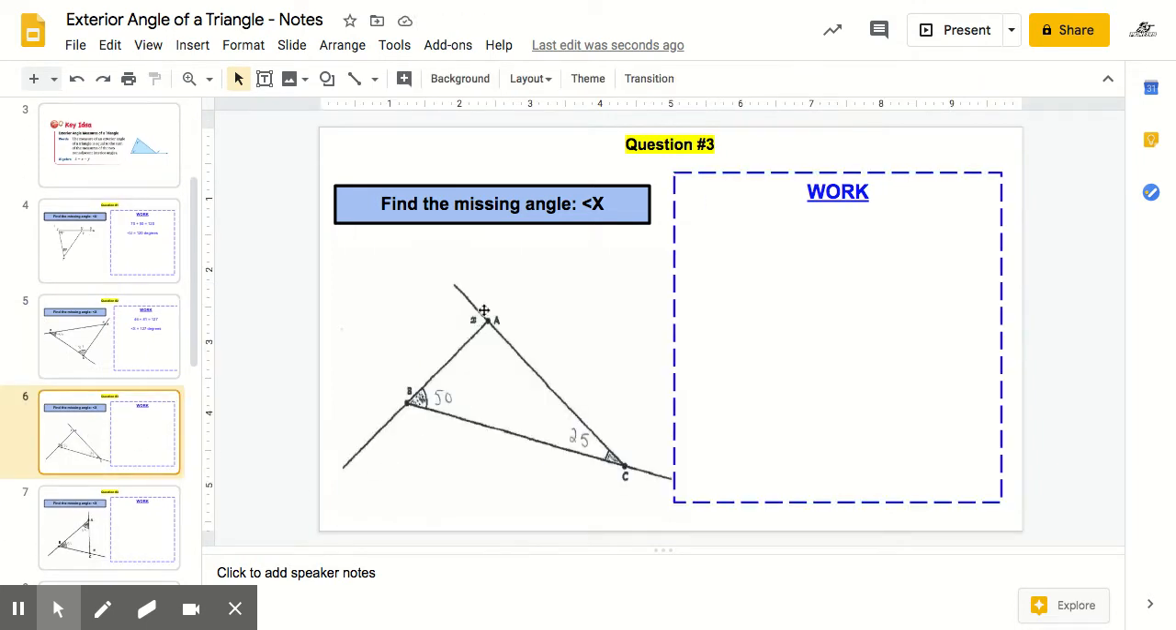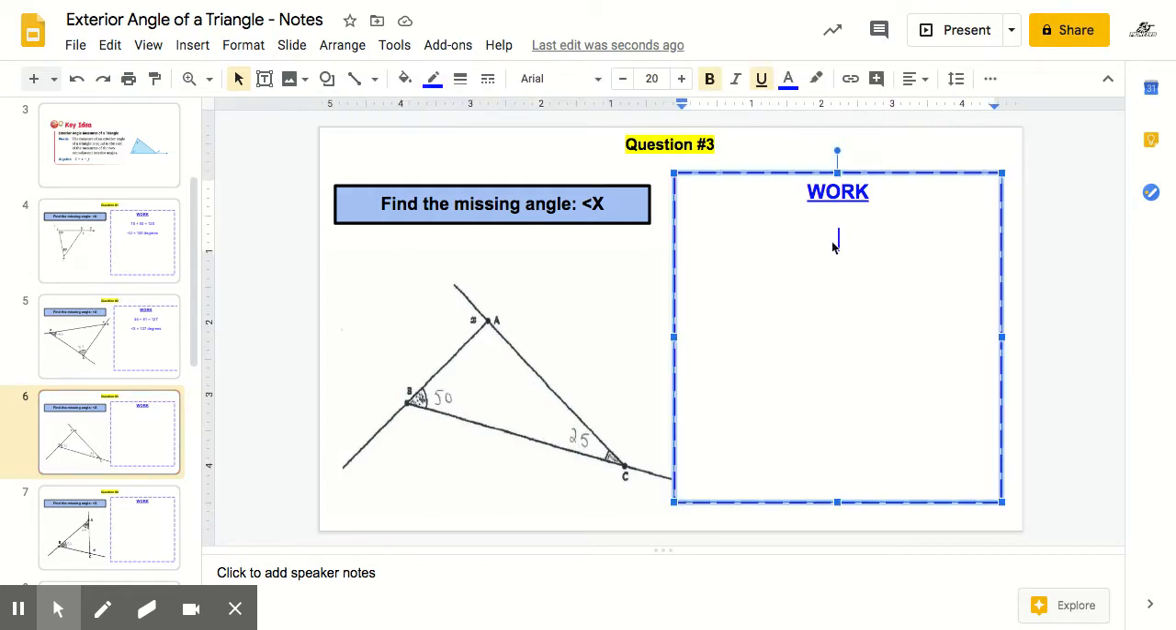Okay, next one, we want to find the measure of angle X again, which is right here. In order to do that, I know that that exterior angle is going to be equal to the sum of the two non-adjacent interior angles, which I again gave you, angle B and angle C. Angle B is equal to 15, angle C is equal to 25. So I simply need to add up those two angles together to get 75. So that tells me the measure of angle X is equal to 75 degrees.